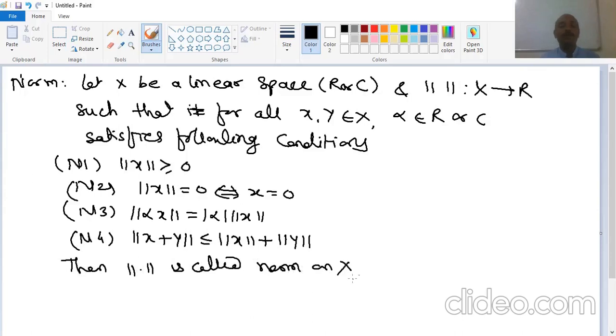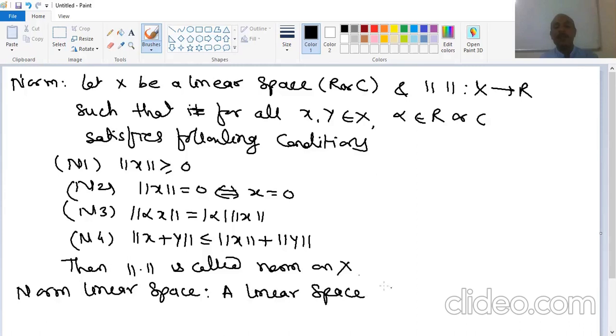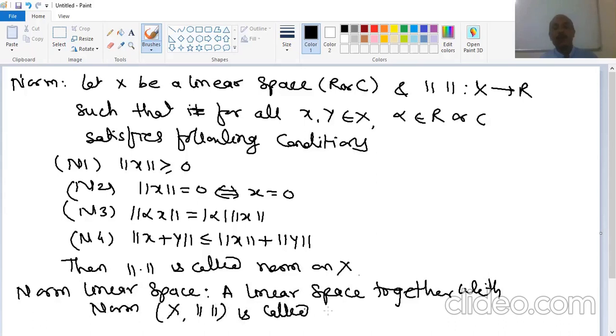Now, next definition is norm linear space. A linear space together with a norm, we write it as X, norm, is called a norm linear space. This is a norm linear space. We have already discussed this in the last lecture.